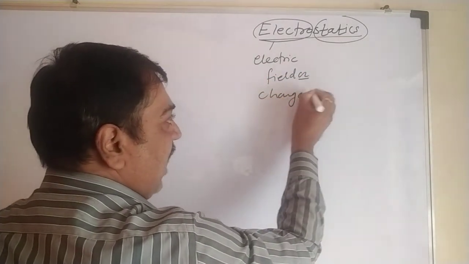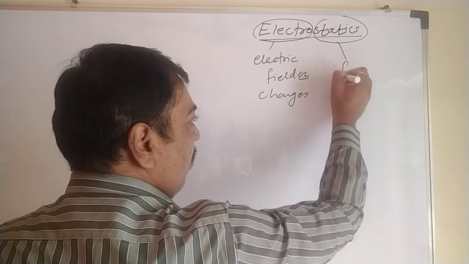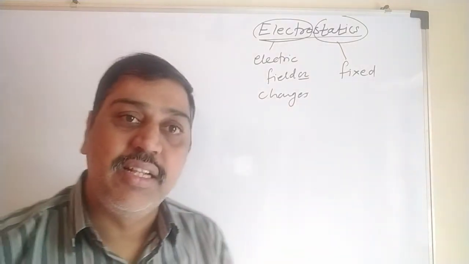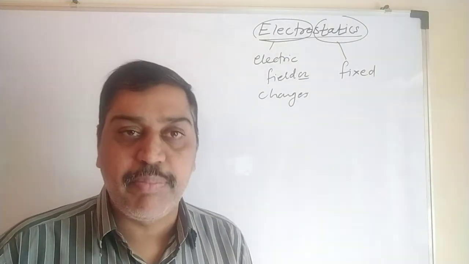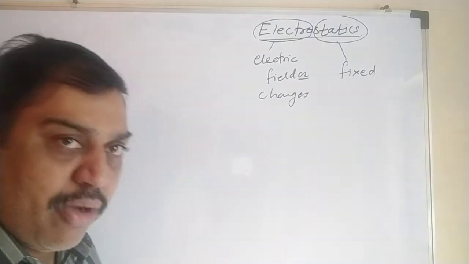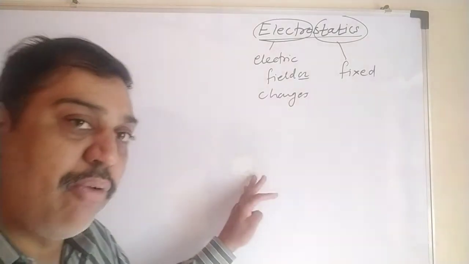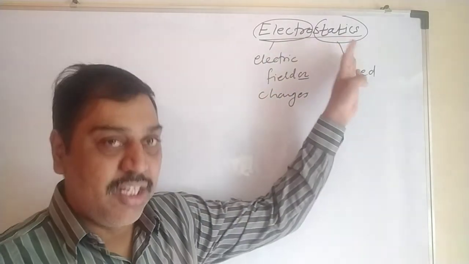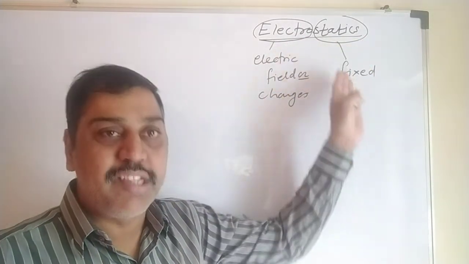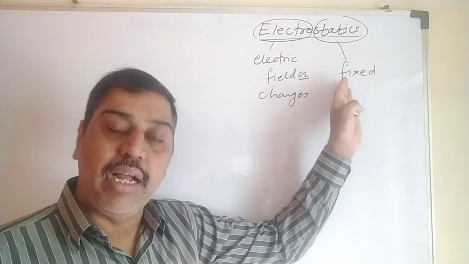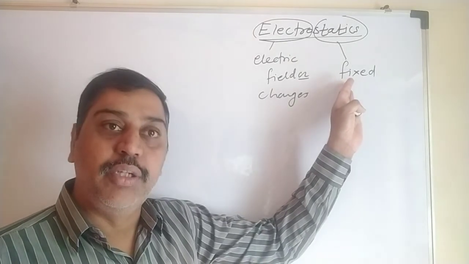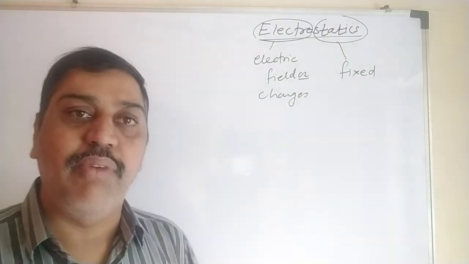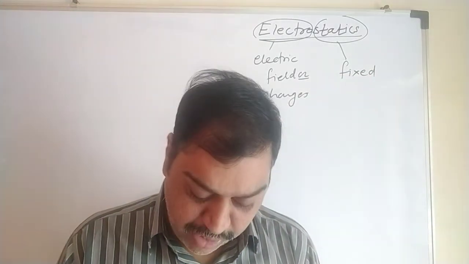So this electric charges, and statics means what? Fixed, they are not moved. So when electric charges are fixed, not moving, not changing their position, whatever phenomenon comes, that phenomenon we have to learn under this chapter. That's why the name is electrostatics. The phenomena due to electric charges when they are steady or fixed, those phenomena we have to learn here.